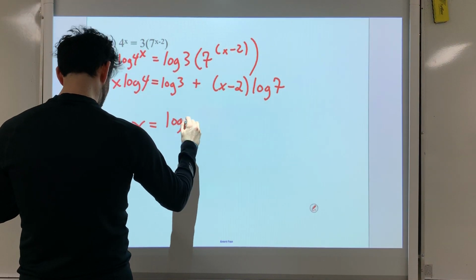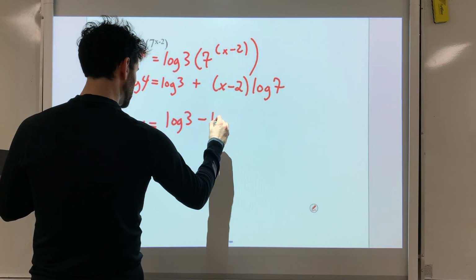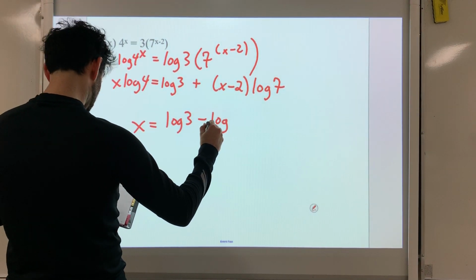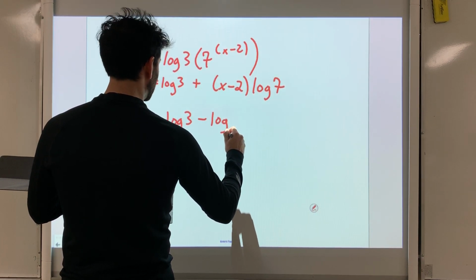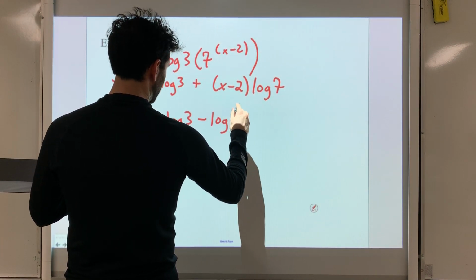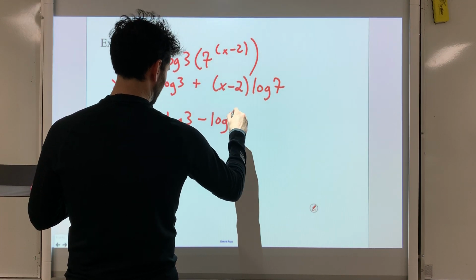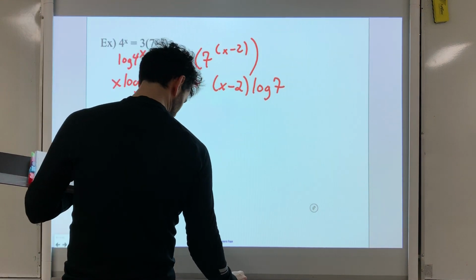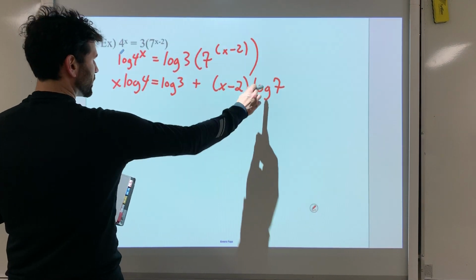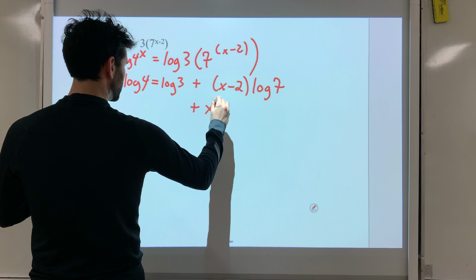You get log 3 minus log 49. Where did that 49 come from? If it was the answer I wrote, I did some simplification. So I'm going to go ahead and do this. Change my mind. I don't want to leave it hanging.